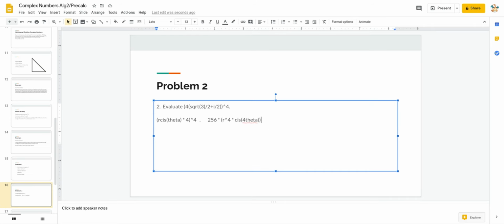Okay, so now you want to express root 3 by 2 plus i by 2 as a complex number. Clearly r is going to be equal to 1, because the square root of (root 3 by 2 squared plus half squared) is equal to the square root of 1, which is 1. So 1 times cosine of the argument plus i sine of the argument. And the argument will be 30, right?